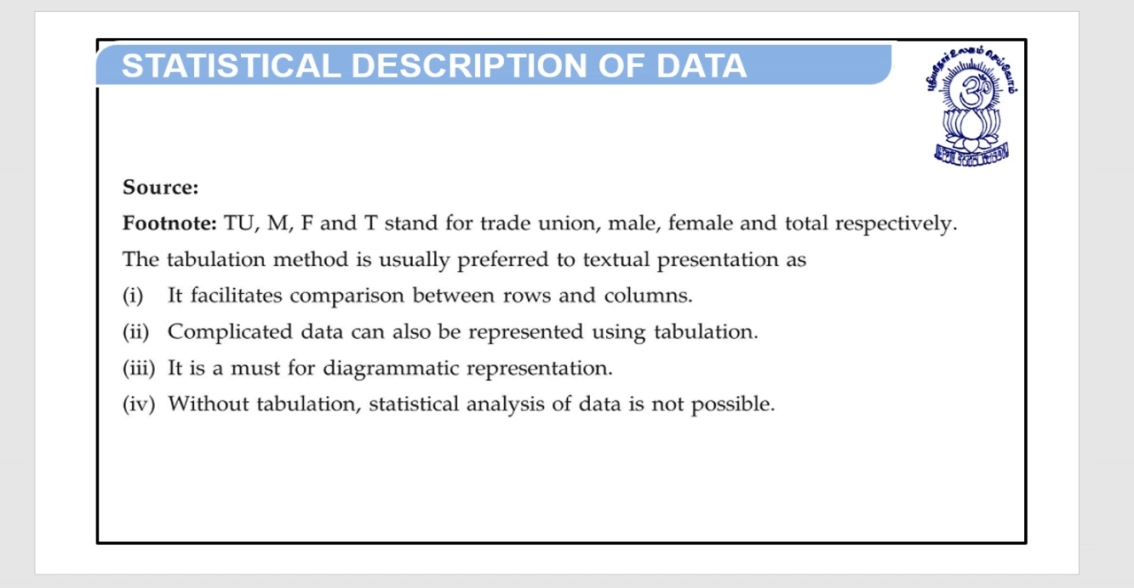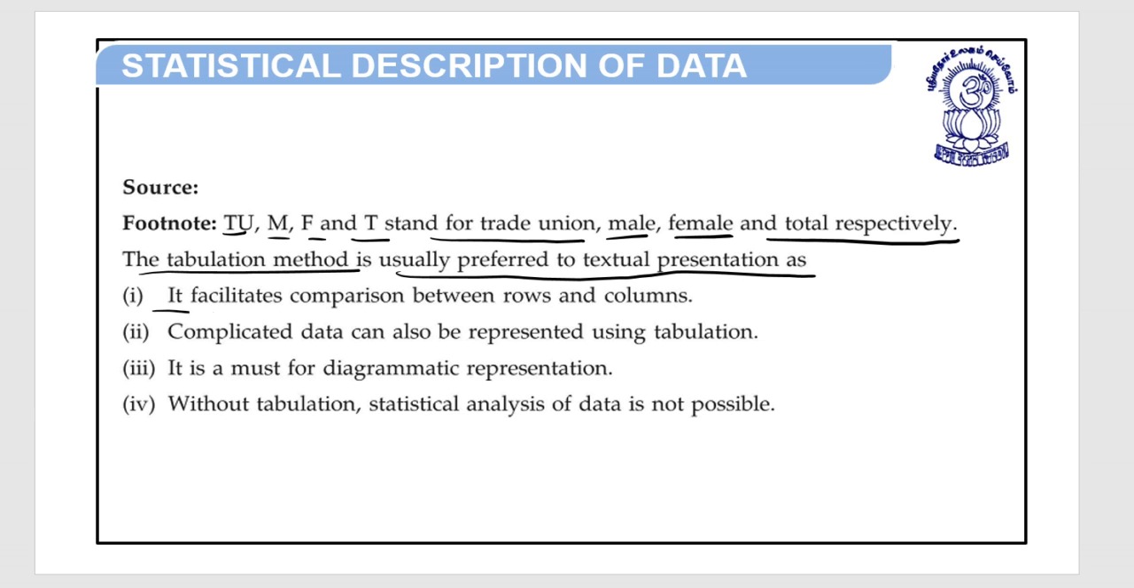Source. Footnote: TU, trade union. M, F and T stand for male, female and total respectively. The tabulation method is usually preferred to textual representation as it facilitates comparison between rows and columns. Complicated data can also be represented using tabulation.